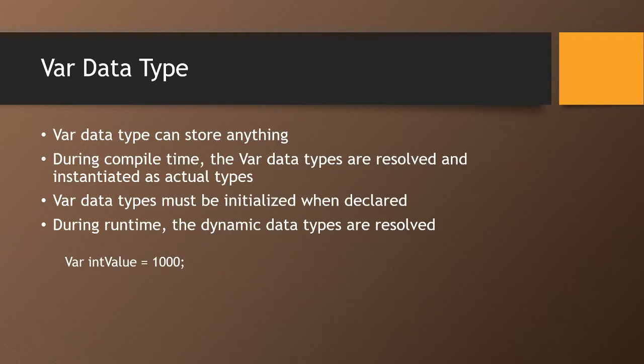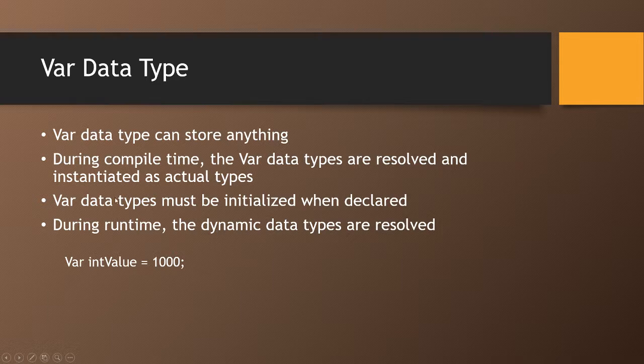Another data type that's super flexible for us is the Var data type. The Var data type can store, again, anything, but the Var data type is resolved during compile time. So this is a safer item. The Var data type is initialized when it's declared so that its type can be determined at compile time. And then during runtime, those dynamic data types are resolved.